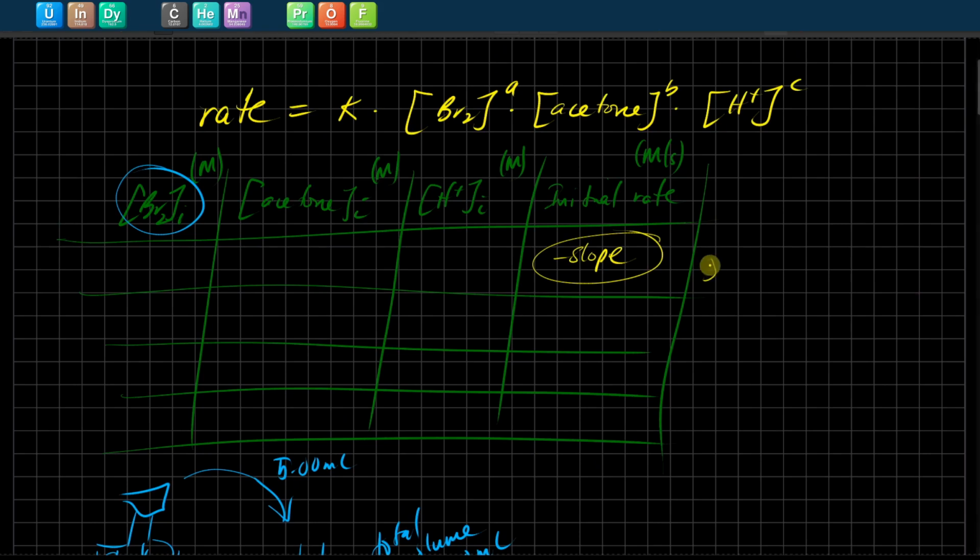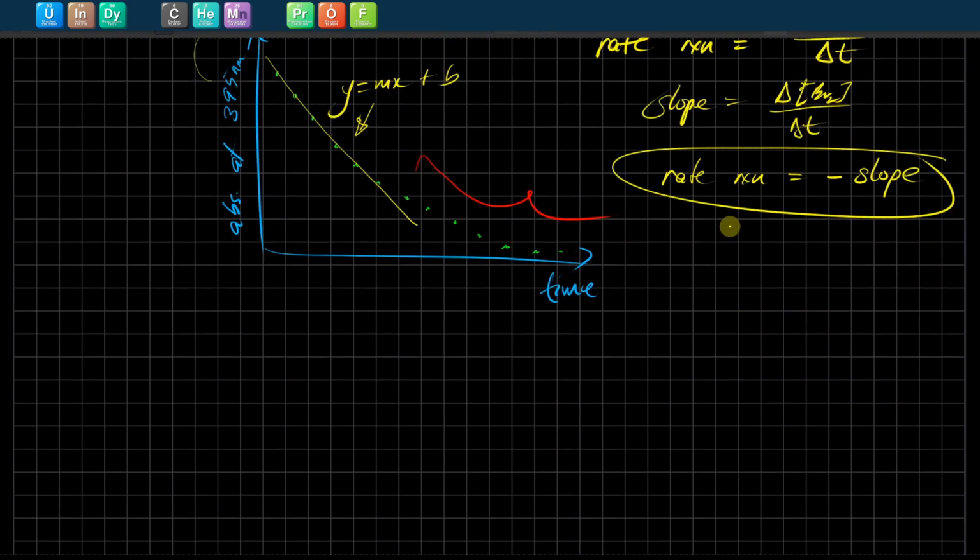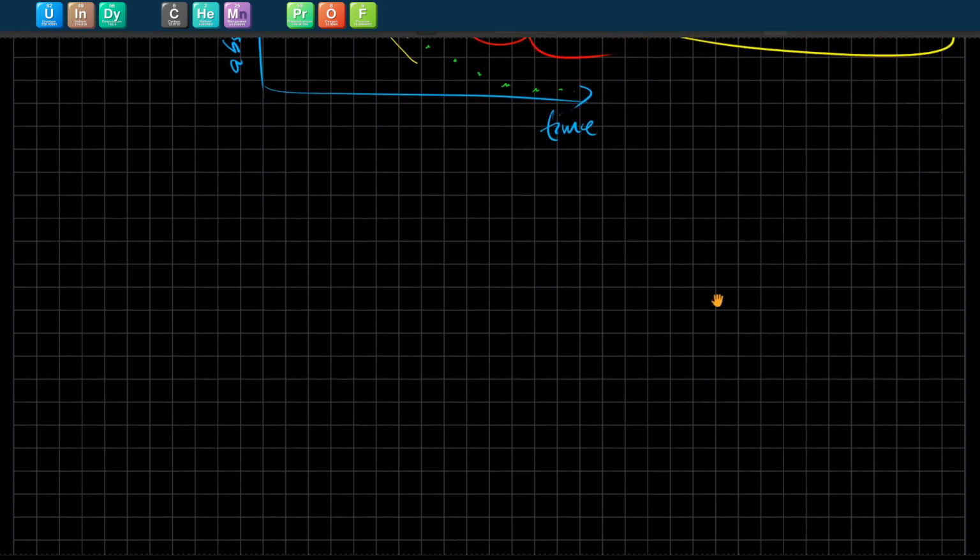For as many trials as you have, you'd have to create this straight line, get the slope, and include that as our initial rate. Once we fill in that table, we should be able to do all of the normal calculations to get the rate orders and the rate constant k.